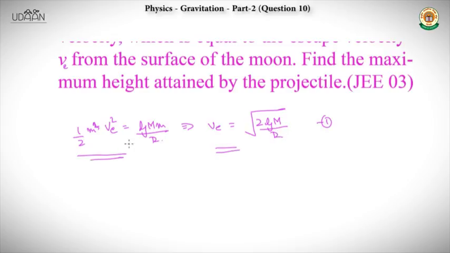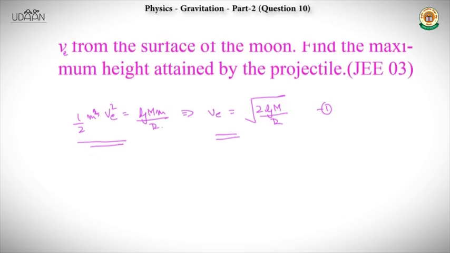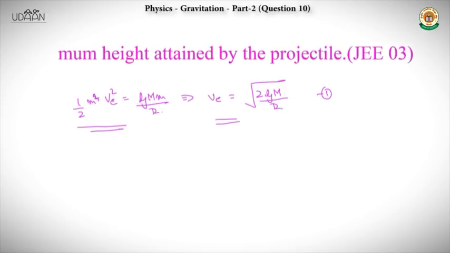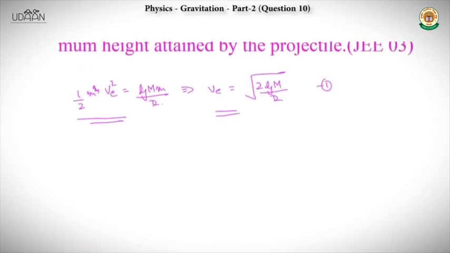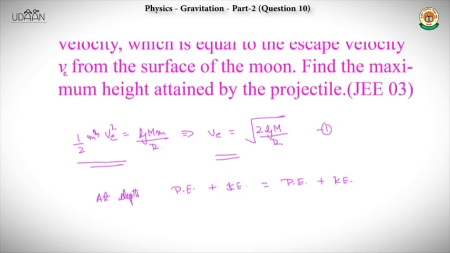I hope that this thing will also be covered in the theory. So it is fine. Now we have the V escape. Now the question is that at a depth of R by 100, a projectile is fired. So it is basically an energy equation. You have to find the initial energy and the final energy. The initial potential energy plus kinetic energy should be equivalent to the final potential energy plus the final kinetic energy. What is asked in the question? Find the maximum height.